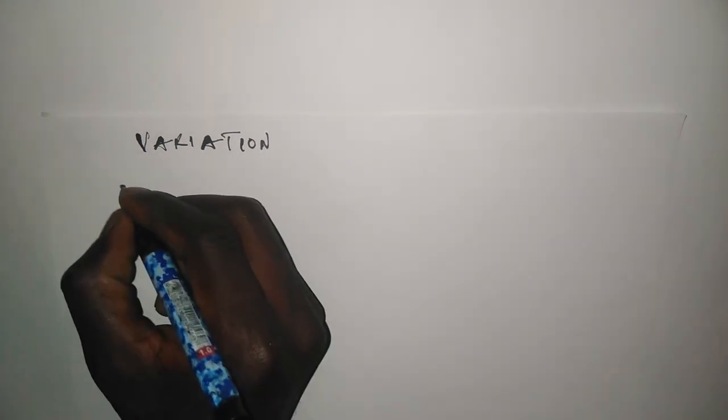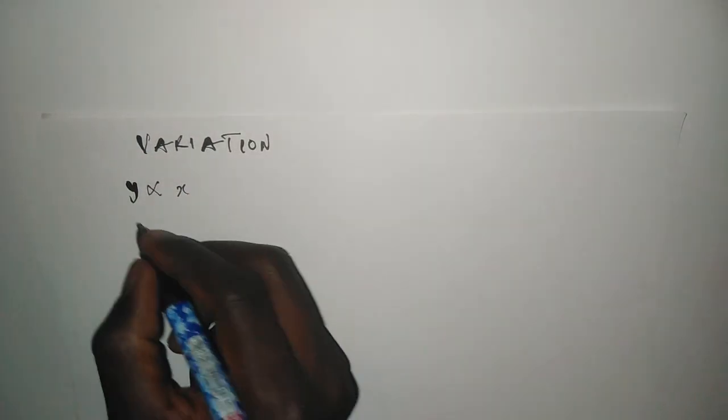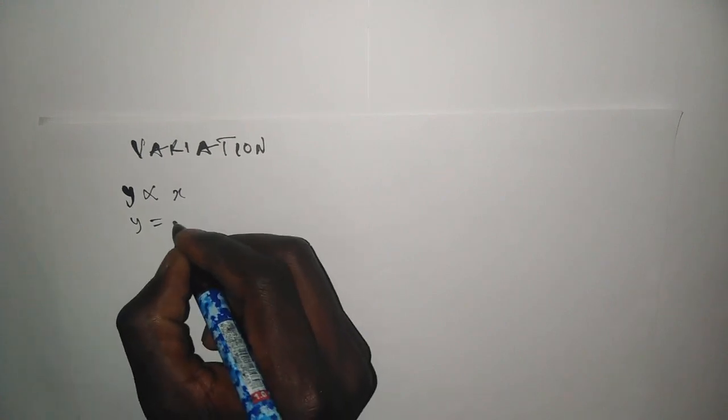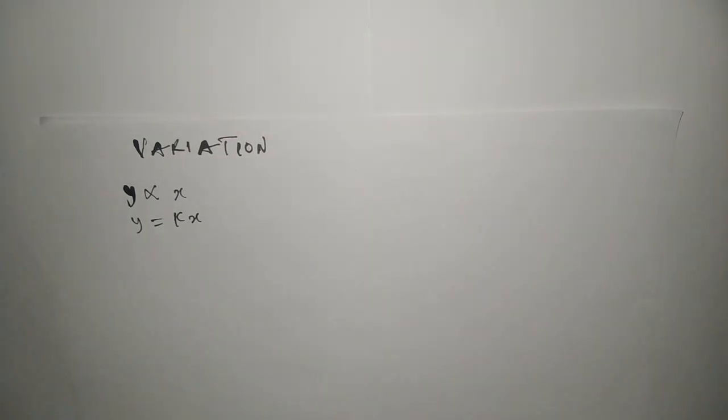In this video, we shall be looking at variation. Some types of variation are direct variation, inverse variation, and joint variation. For a direct variation, if a question says y varies directly with x, how do you write the equation for that variation? You say y varies directly with what? X. So y is equal to kx. That is it for direct variation.